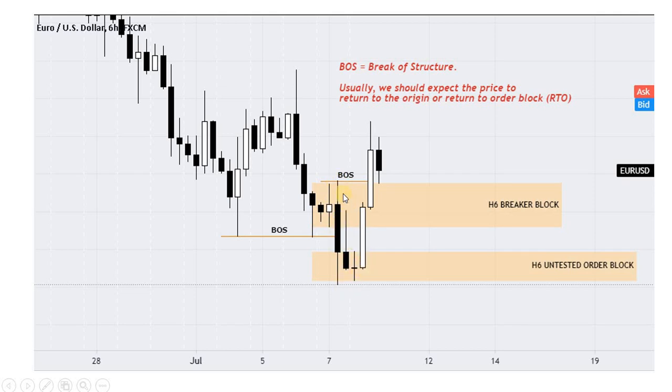So what do we expect? That price will return to this order block so that we can continue the bearish movement. But instead, price traded through and created a break of market structure that is sponsored by this 6-hour untested order block. And when we notice a break of market structure, this now becomes a breaker block, specifically the 6-hour breaker block that we can notice from here, the Euro USD 6-hour chart.